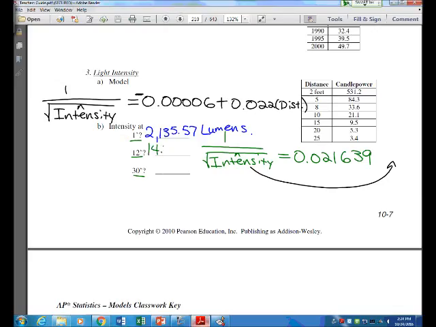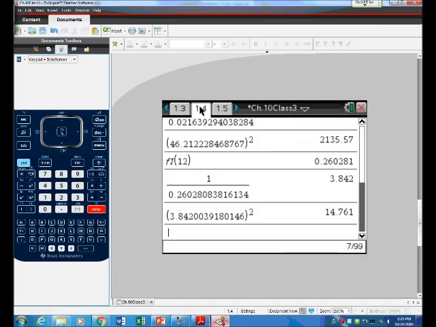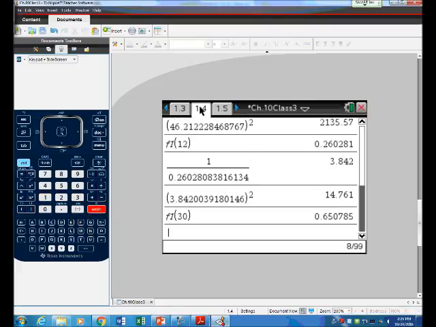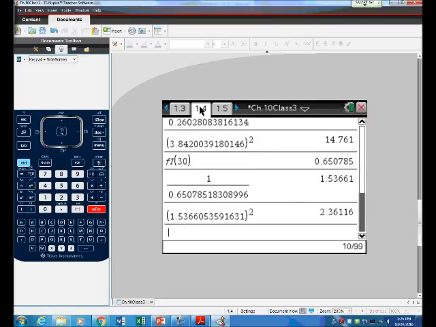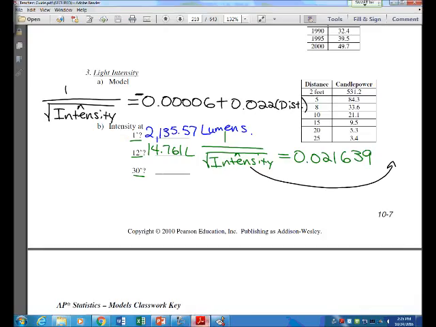And then 30 feet, F1 of 30 feet. So it would be 1 divided by that number. And then don't forget you need to square it. All right, so 2.36116 lumens. So 30 feet far away. I'm sure lumens is wrong. Again, I don't know anything about lights, but I don't care about that. What I care about is the process.